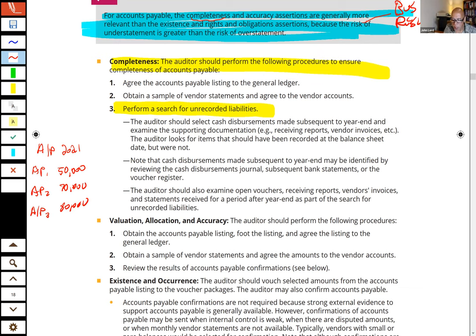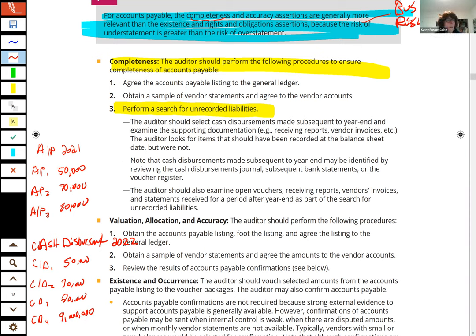I see only three. So what I could do, a classic step, would be to go to the cash disbursements for the next year, 2022. I look at the cash disbursements in 2022, and I have cash disbursement number one for 50,000, number two for 70,000, number three for 80,000. And then I have cash disbursement number four down here for 9 million. I'm just trying to exaggerate the point by making it 9 million.